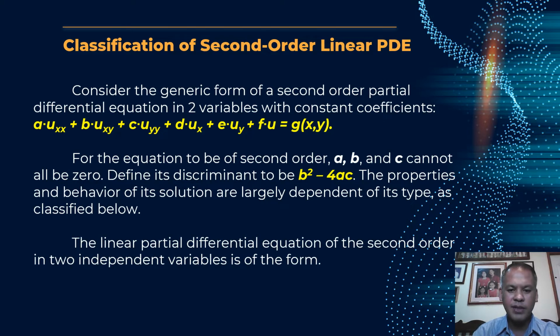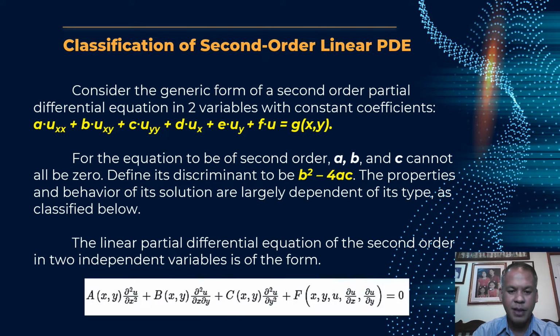The linear partial differential equation of the second order in two independent variables is of the form a of xy del squared u over del x squared plus b of xy del squared u over del x del y plus c of xy del squared u over del y squared plus f of x, y, u, del u over del x, del u over del y is equal to 0.